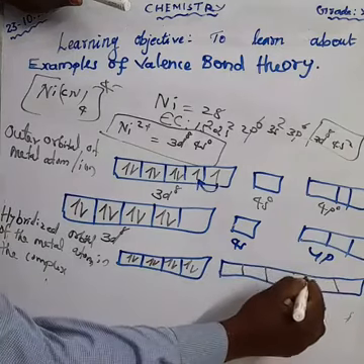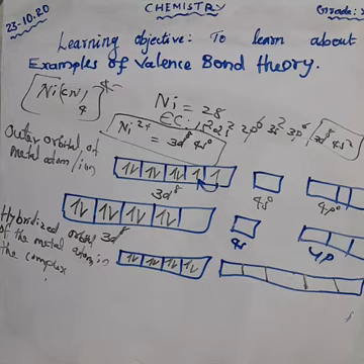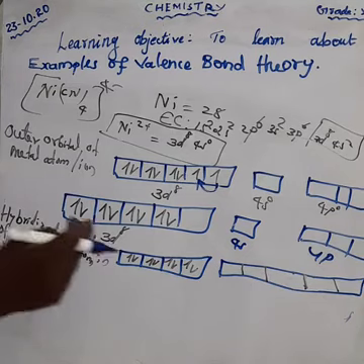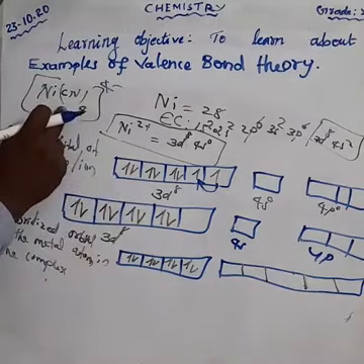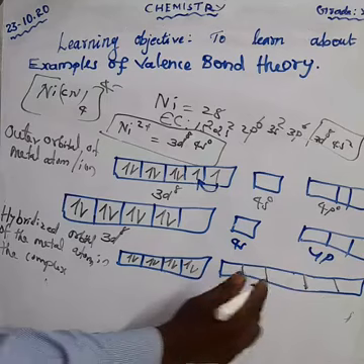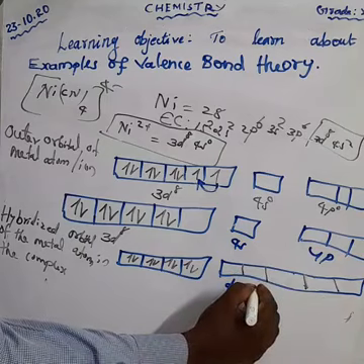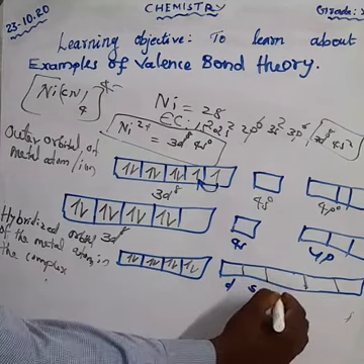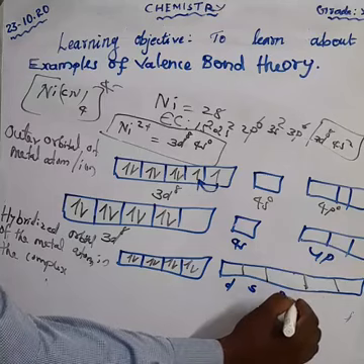Okay? Next, what about the hybridization? Here, hybridization means there are the 4 cyano groups. This is the D subshell, D1. This is S. This is P, that is PX, PY.